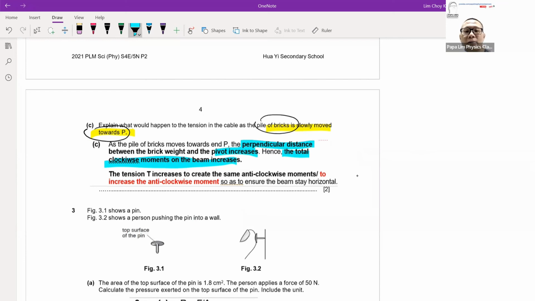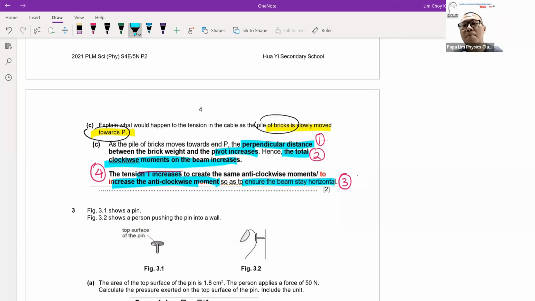In the next step, before you tell me the tension increases, look at the reasoning I phrased a few minutes ago. I have to tell the marker the anti-clockwise moment must increase to balance the beam first. So that's the train of thought. We look at how the perpendicular distance moves, then how the clockwise moment changes, then how the anti-clockwise moment must change. And because of that, I will be able to deduce the tension in the rope increases. This is how the train of thought works.